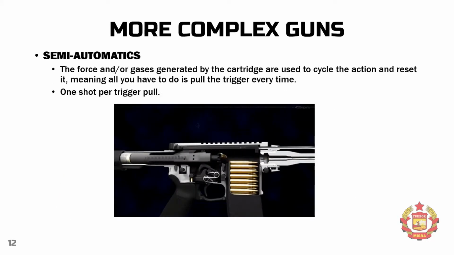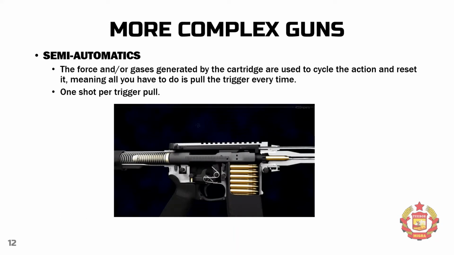And we have semi-automatics, semi-automatic rifles in this slide. So the principle here is instead of manual energy being expended to cycle the action or to load a new round, what happens here is the gases generated by the cartridge that are in the barrel before the bullet leaves the barrel fully, that's used to cycle the action.